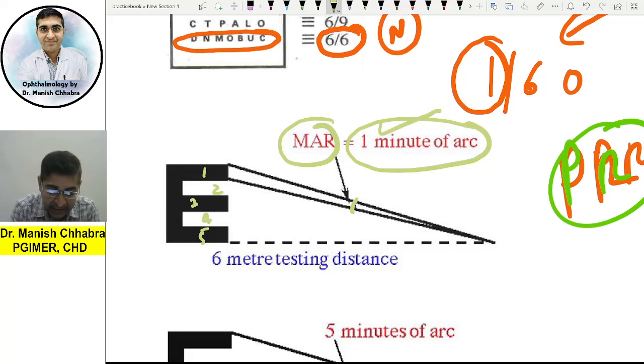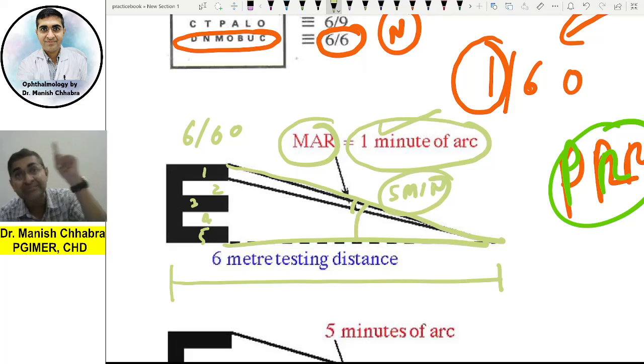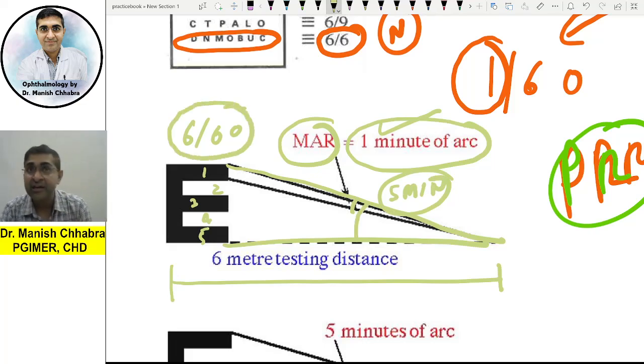So if this is your 6 by 60 letter, the total letter will make an angle of how much? There are 5 segments, each making 1 minute. So all 5 segments are going to make an angle of 5 minutes from its respective distance. If you are seeing the letter 6 by 60 from a distance of 60 meters, it is going to project an angle of 5 minutes.